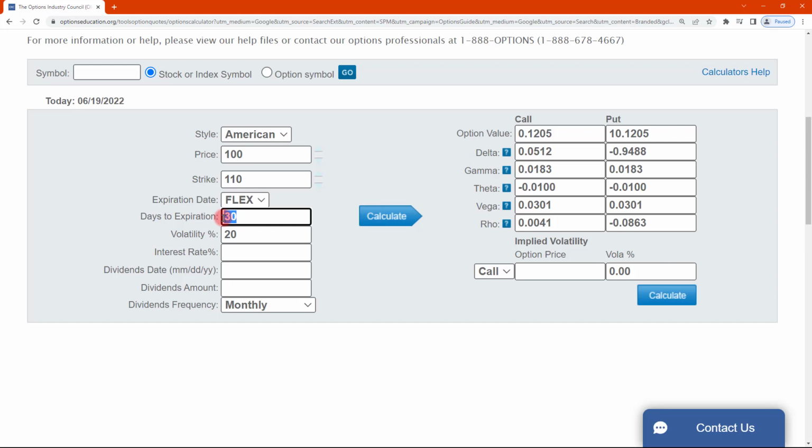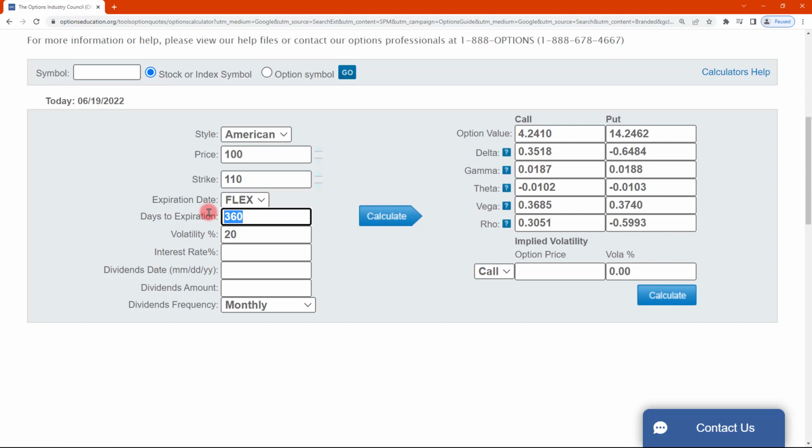So watch what happens if I go to, let's say, 60 days. See, now my delta has gone a little bit higher. If we go to 90 days, now we're up to 18. Let's go up to 120 days, up to 22. Let's go to 360. We'll go out to a year. See, now we're at 35 delta.